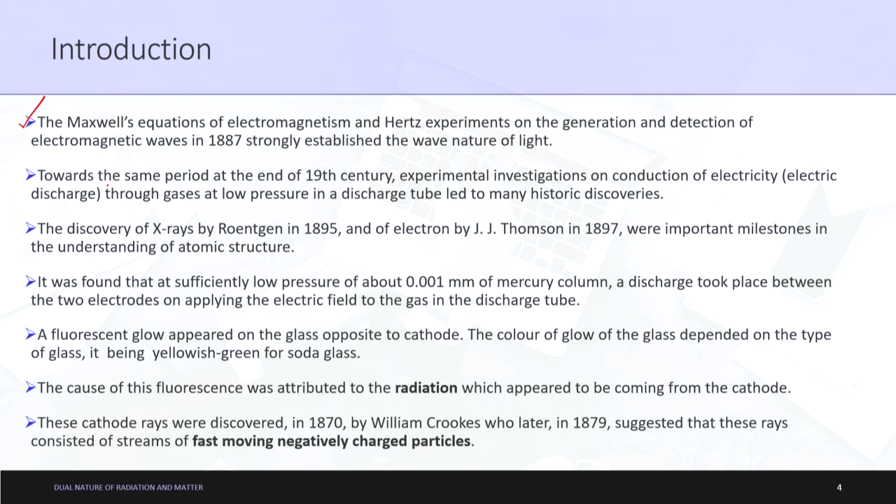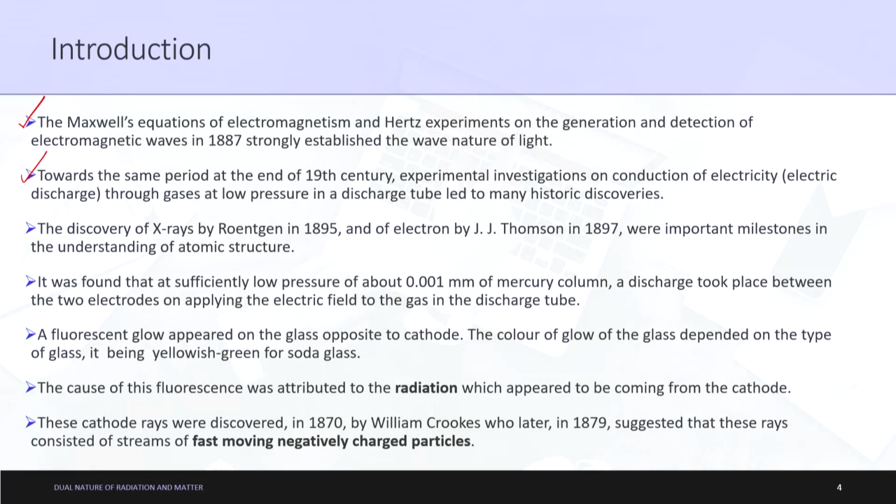Next, towards the same period at the end of the 19th century, experimental investigations on conduction of electricity, that is, electric discharge through gases at low pressures in a discharge tube, led to many historic discoveries. This was the basic reason why this new chapter came into the picture, because everything was now being analyzed in a discharge tube. Those discharge tubes led to the discovery of electrons passing from point A to point B. How were these passing, why was there electron emission etc., we will get to know, but this is the basis of how this concept came into the picture. Okay.